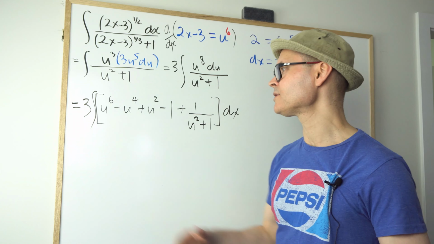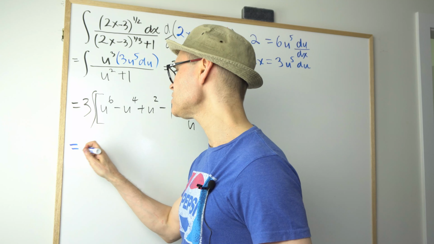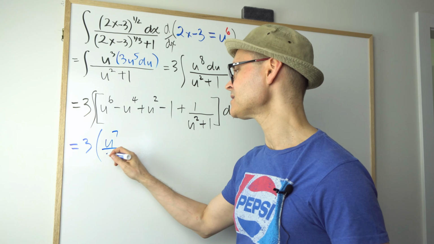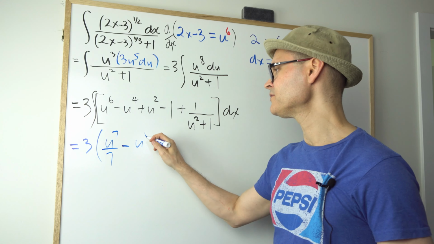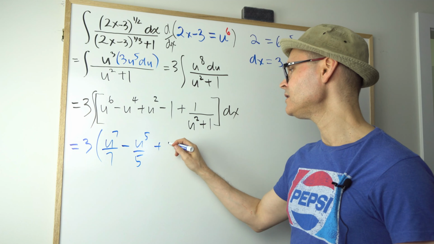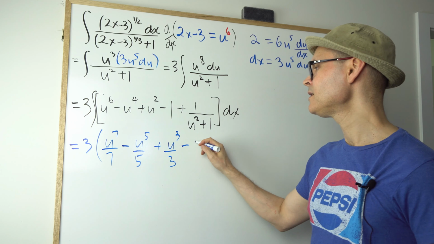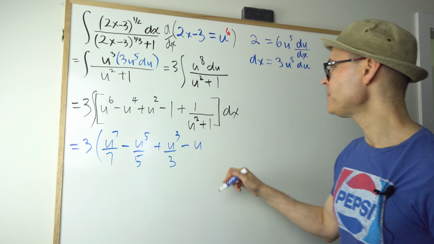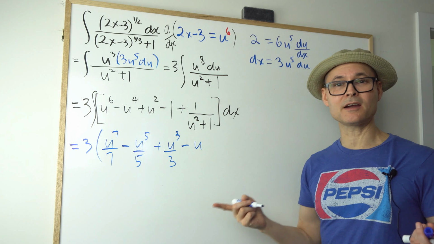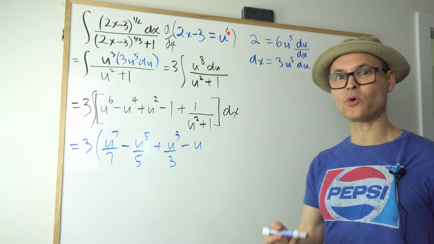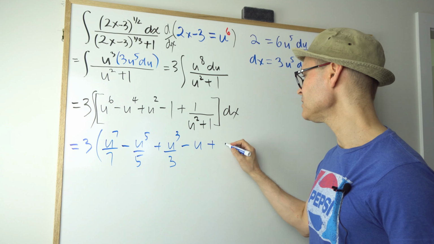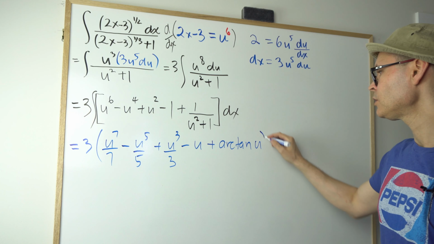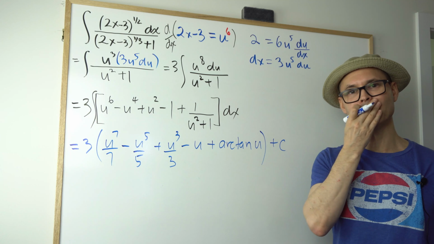Okay, then the rest is really rather academic. I'm just going to integrate term by term. So this is going to be equal to 3 bracket. The integral of u to the 6 is u to the 7 by 7. And u to the 5 by 5. And u to the 3 by 3. This is just like cutting through warm butter with a hot knife. And then I also have to deal with this. Well, that's the arctan. That's well known, it's on a formula sheet. So that's going to be positive arctan of u, close your bracket, don't forget to introduce your constant of integration.